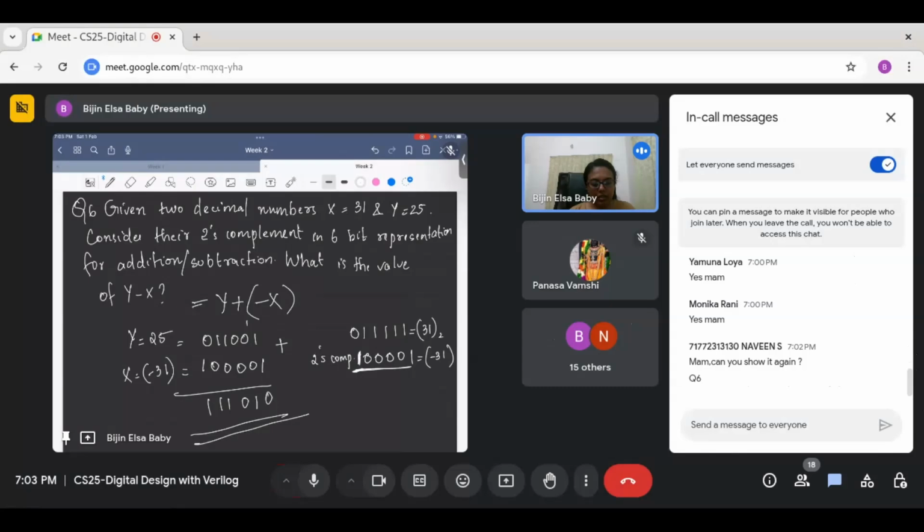So the minus 31, we can represent it in this way, 10001. Then we will be doing the addition with 25. So the final answer will be 111010. Can I move to the next question?